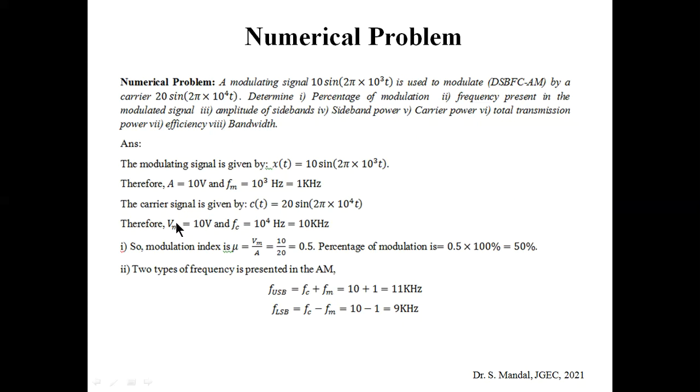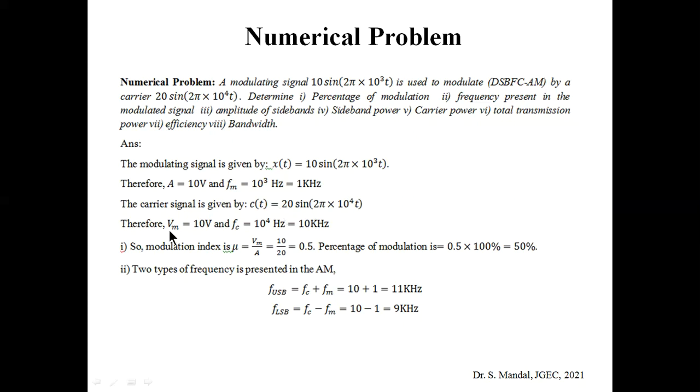Sorry, for the modulating signal this will be Vm, and for the carrier signal this will be A. I think there is some kind of mistake, sorry for that. So A will be 20 volt, and Vm will be 10 volt. Clear? So again, I'm sorry for this mistake.